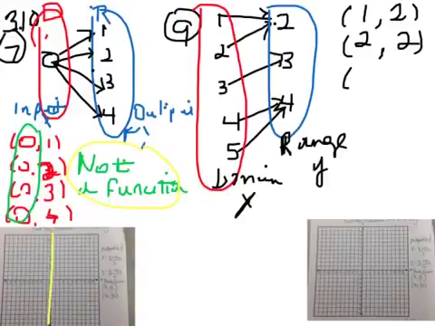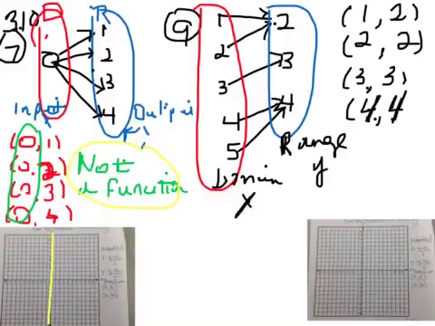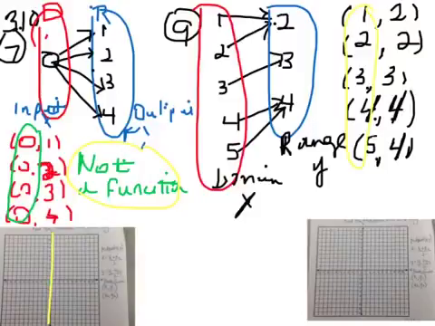Well, then we have 3 goes to 3. So far, our x's are all different. We're looking good. 4 goes to 4. Hey, that's a different x. We're still good to have a function. And the last one is 5 goes to 4. Are your x's all different? Remember, your x's are on the left side of your point, just like they're on the left side of these diagrams here. Yes, they're all different. Therefore, this is a function. So the answer is yes, it's a function.